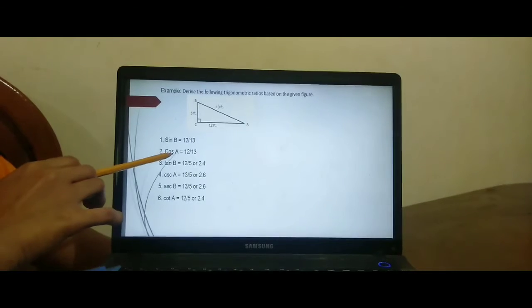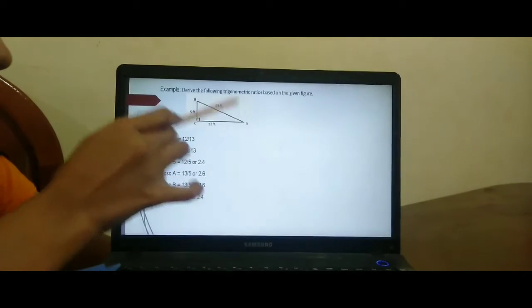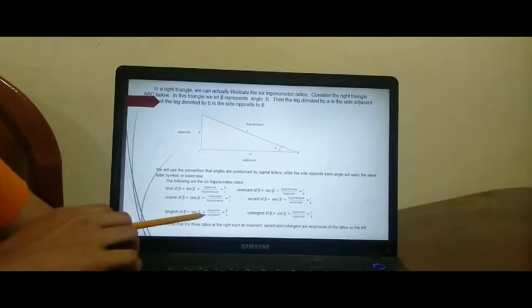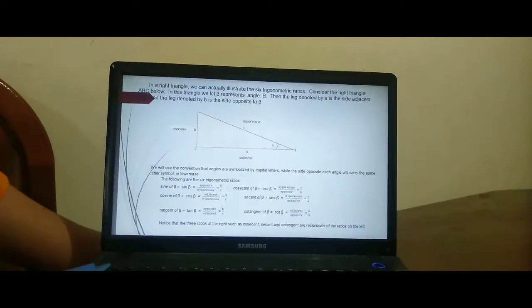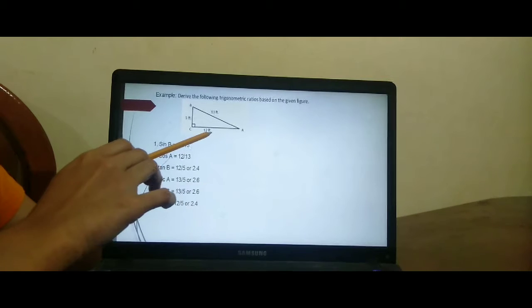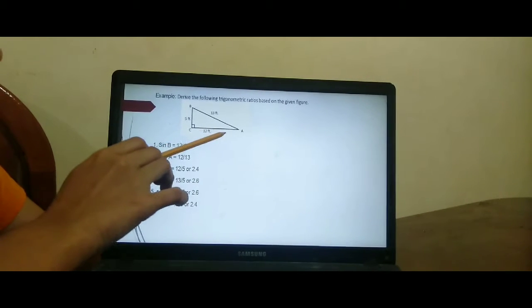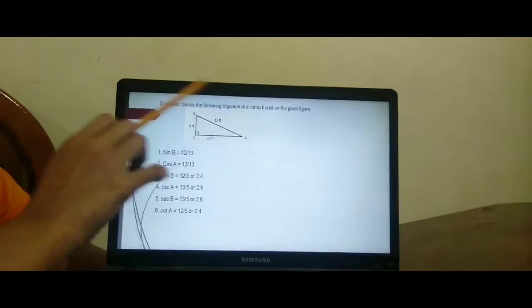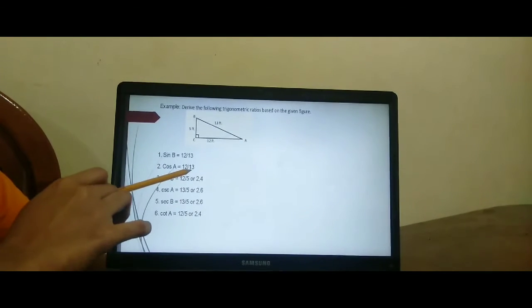Next is cosine of A with respect to A. Then cosine. Cosine nato is adjacent over hypotenuse. So, asa may adjacent sa angle A diha? That is 12. Dara iyang ka-adjacent. And then, ang iyang hypotenuse is 13. That is 12 over 13.